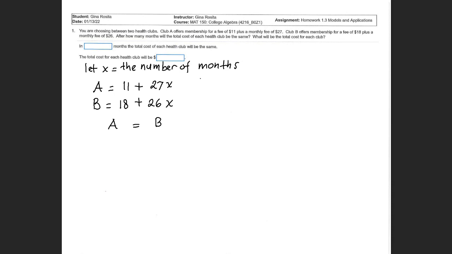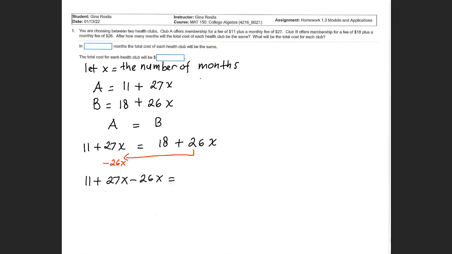Now we just write down over here again. We know A equals 11 plus 27x, and that equals B, 18 plus 26x. Now we solve. Remember, like terms. Now I move 26x to the left, becoming minus 26x. I write down again here: 11 plus 27x minus 26x equals 18.